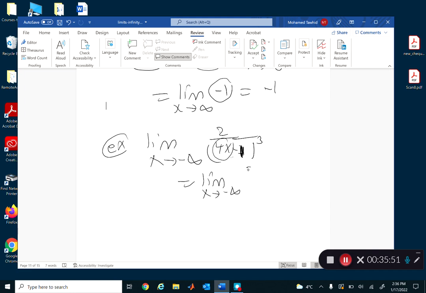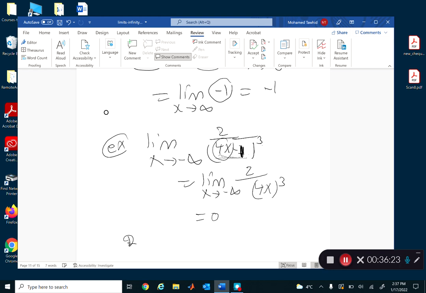So you have 2 divided by 4x. If I expand, what is this bracket? The bracket is multiplied by itself 3 times. So I take 4x to the power 3, and the other terms I'm going to neglect. So that is my leading term. If the bracket is multiplied by itself 3 times, I take only the first term to the power 3, and the rest I will neglect. So now if I use technology to get this one, can you guess what you get? You will get 0, right?